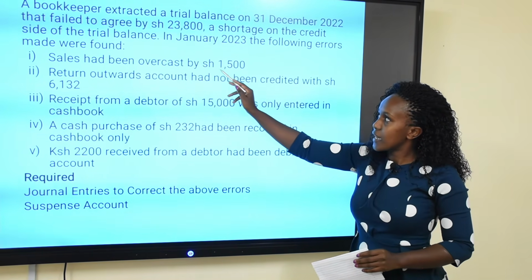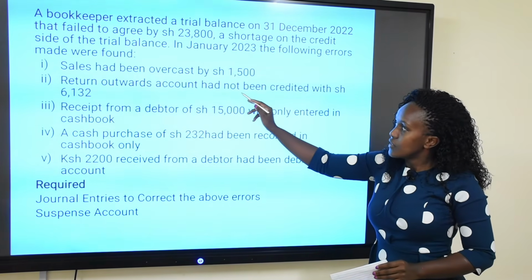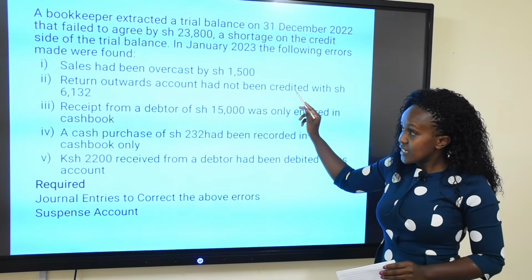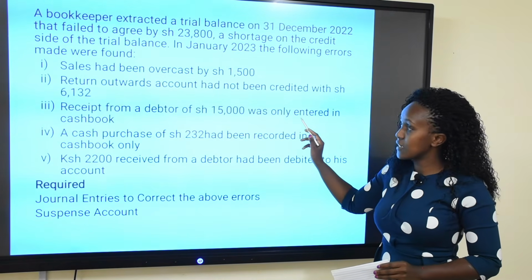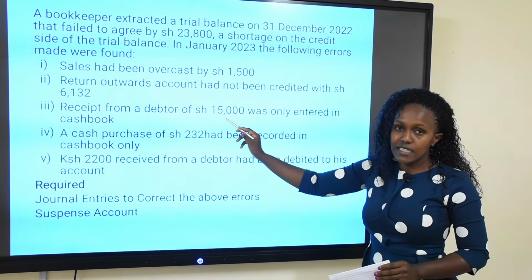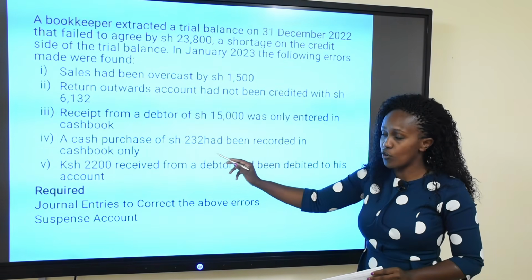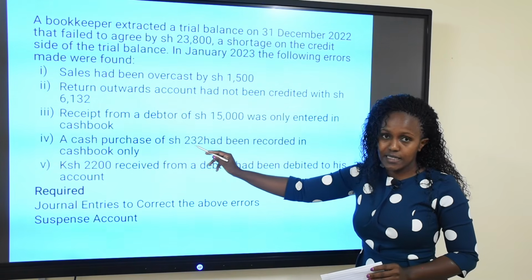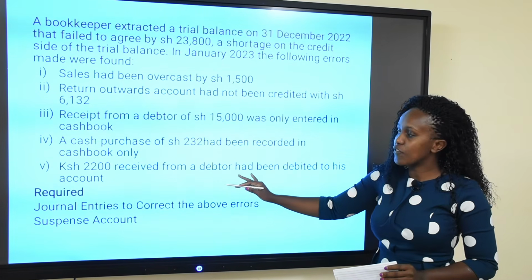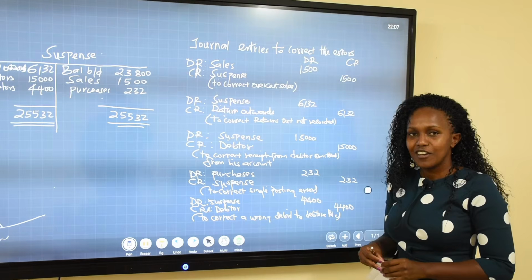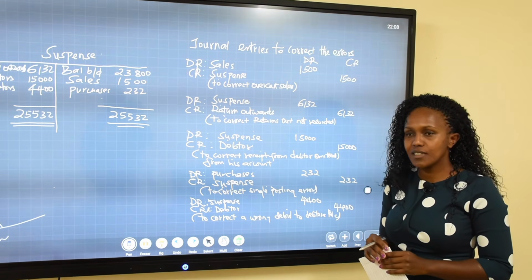That sales had been overcast, therefore we have reduced the sales by debiting. Return outwards had not been credited, we have credited. Receipts from a debtor of 15 had only been entered in the cash book. We have also entered in the debtors account. Cash purchases had been recorded in cash book only. We have recorded in purchases. And this amount received from a debtor that was wrongly debited, we have credited, multiplied by 2. So this marks the end of accounting for errors affecting the trial balance.